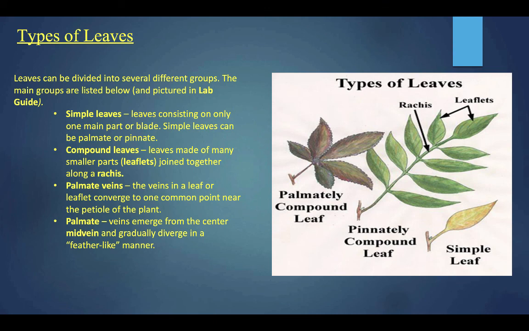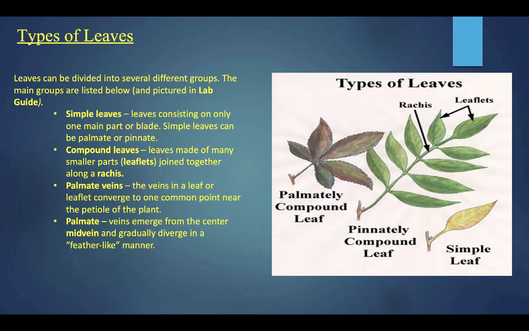Now, when you grow off of these buds, there are different types of leaves that you can get. And so leaves can be divided into several different groups. The main groups are listed below, and we have a picture guide. Leaves are important because they're the main part of the plant that carries out photosynthesis. What's really cool about leaves is that their size, shape, color, and texture can be highly variable. And these variable characteristics are fundamental to plant identification.